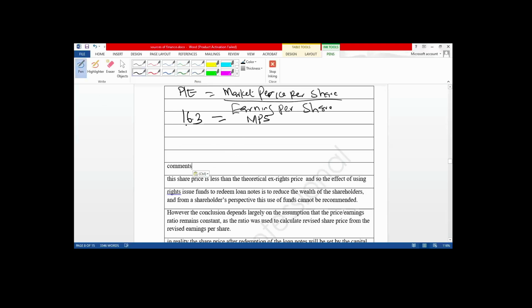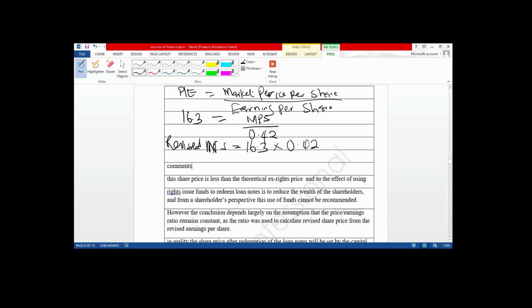After the proposal, the price earning ratio is still 16.3. Market price per share, I don't know after the proposal, but I know the earnings per share to be 0.42. I can cross multiply. That means revised market price per share is equal to 16.3 multiplied by 0.42. Please work this out. 6.85.